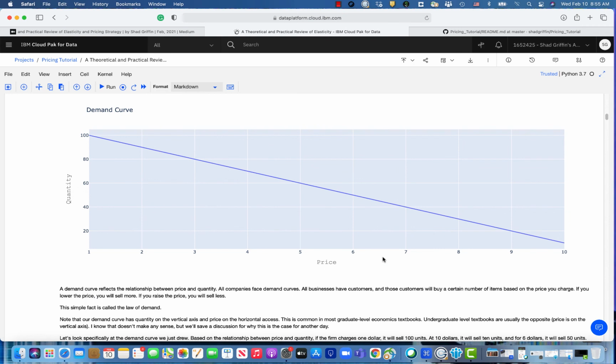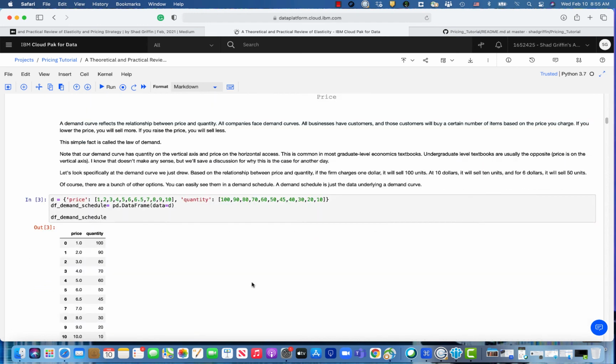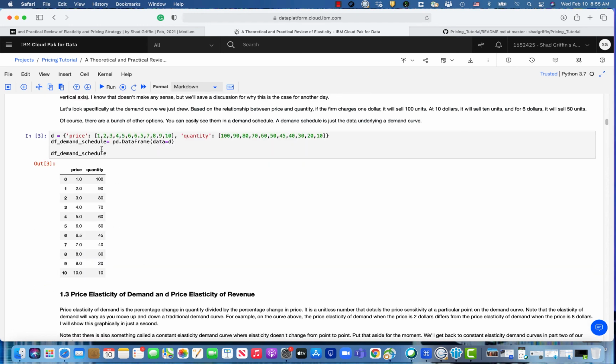If you remember from school, a demand curve is simply the relationship between quantity and price. So in this example, you can see that at $3, we would sell 80 units. At $5, we would sell 60 units. And the data underlying the demand curve is something called the demand schedule.